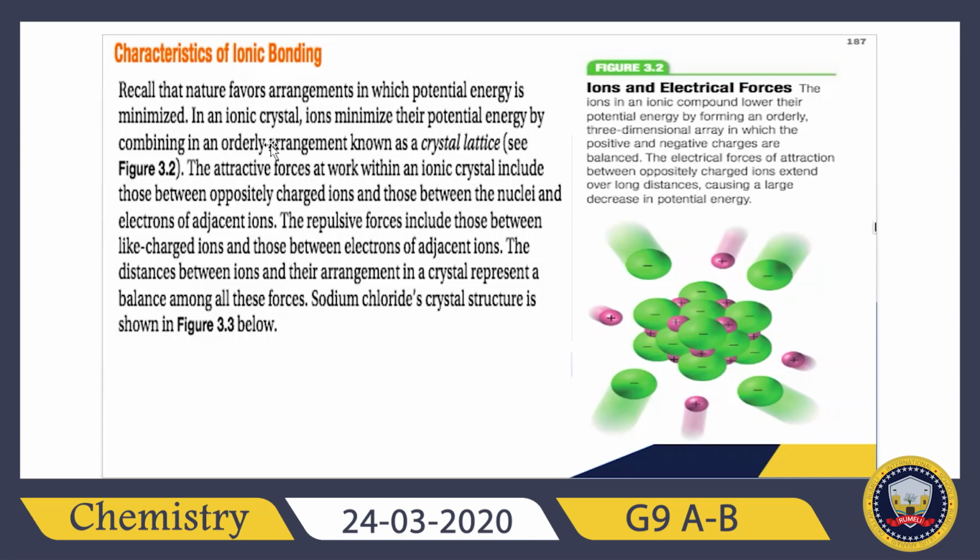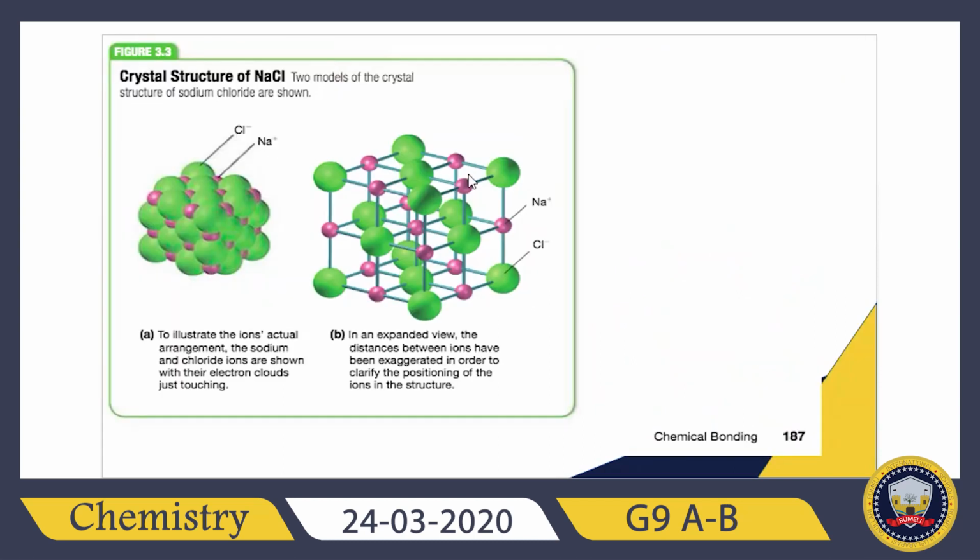Now, in an ionic crystal, ions minimize their potential energy by combining in an orderly arrangement known as crystal lattice. So we took before what is a crystal. It's three-dimensional. So a crystal lattice, you will see it is like this one. This is called what? A crystal lattice. 2 models of the crystal structure of sodium chloride are shown. It could be here or it could be like this. This is three-dimensional.